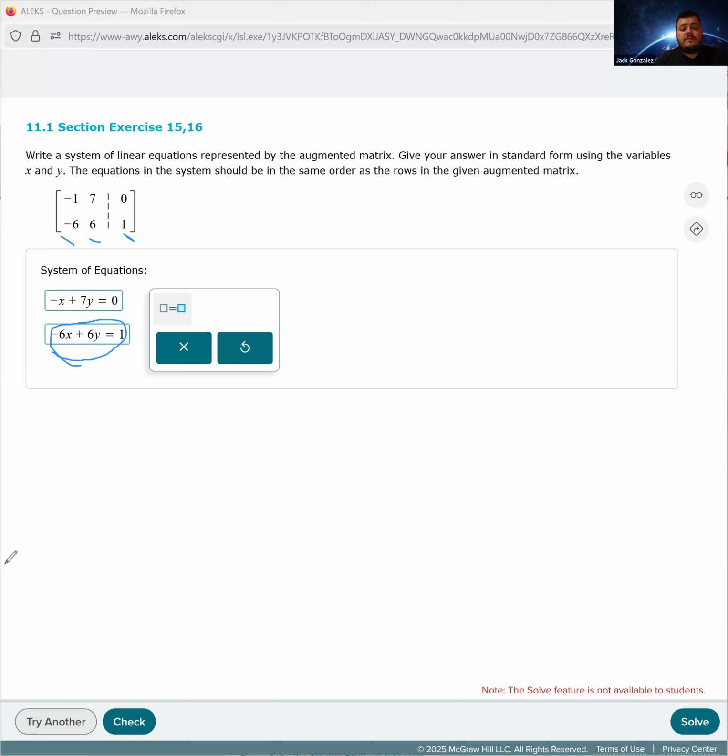Any issues going from matrix to equation or equation to matrix? I think I might have messed up on one, but I'll probably ask about it later.